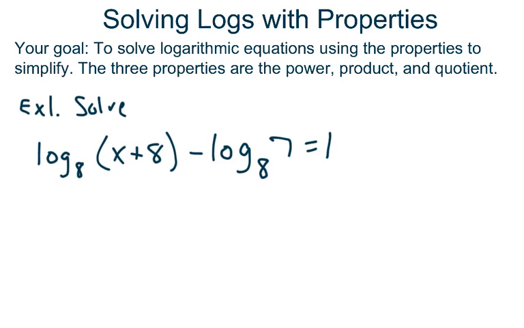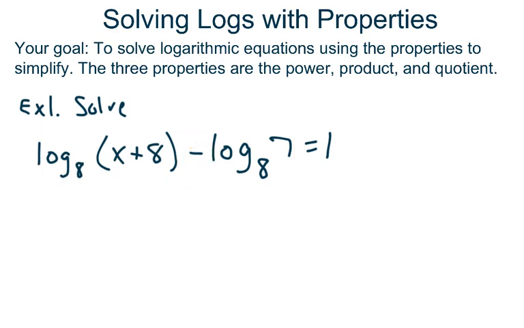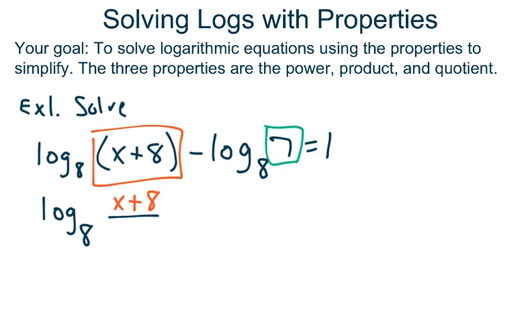But the issue is that this is not a single log like it was in our previous problems. It actually has a minus sign and has two different logs. But we can use the quotient property to simplify this into one log. The quotient property says that if you're subtracting two logs, you can write it as a division. So we would write log of, we're basically condensing, we're going to take this part, the x plus 8, and divide it by the 7, since that is the second part. And then of course this is also equal to 1.